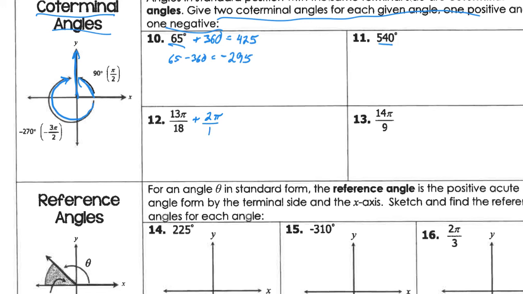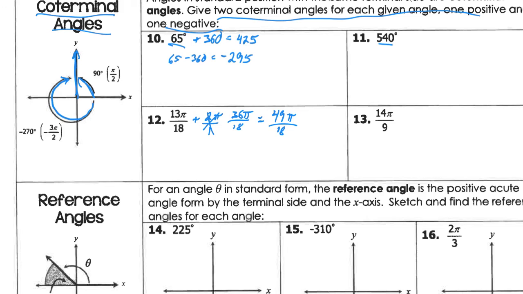Now when you add fractions, you need to make sure the denominators are the same. So I need to turn the 2 pi into 18ths. I need to cut each of those pies into 18 slices. So 2 times 18 is going to be 36. So this is the same thing as 36 pi over 18. So I take 13 plus 36, and that will give me 49. So I'm going to have 49 pi over 18. And if I could simplify it, I would, but I cannot simplify that one.